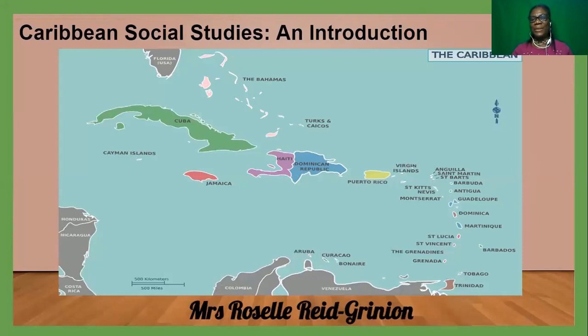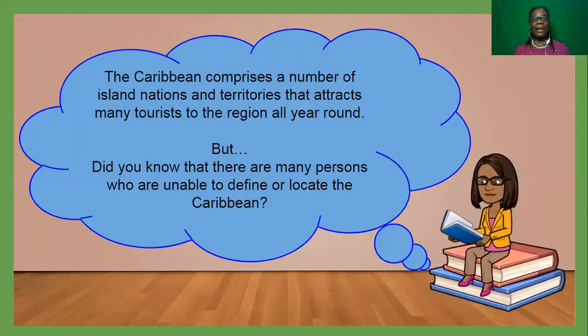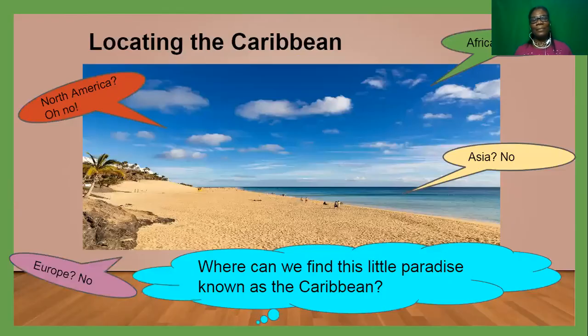Caribbean social studies. It goes without saying that we are here talking about a region of the world that's called the Caribbean. The Caribbean comprises a number of island nations and territories that attract many tourists to the region all year round. But did you know that there are many persons who are unable to define or correctly locate the Caribbean? So where can we find this little paradise?